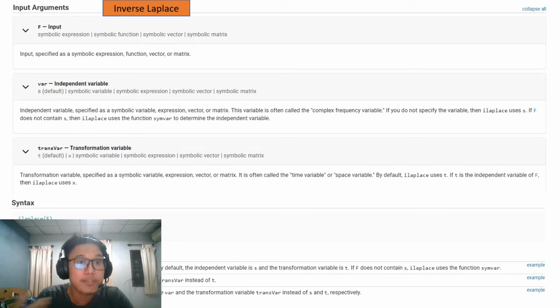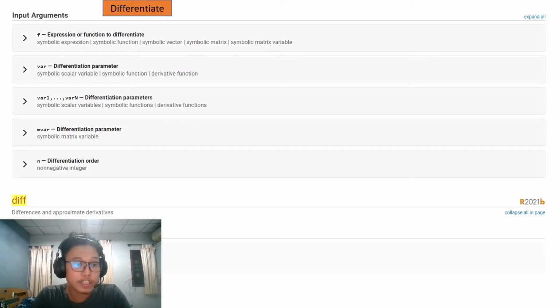Then another one is the inverse Laplace. Sometimes we have to change from the time domain to the Laplace domain, and we also have to transform from the Laplace domain back to the time domain. If we are going to use microcontrollers, we have to change from the Laplace domain into the time domain first. After that, we can put our equations into our microcontrollers. The inverse Laplace function is the same as the Laplace function. It also has an input, variable, and transformation variable.